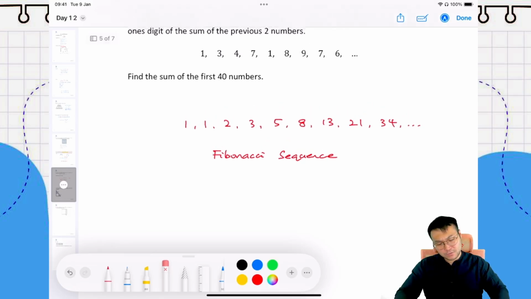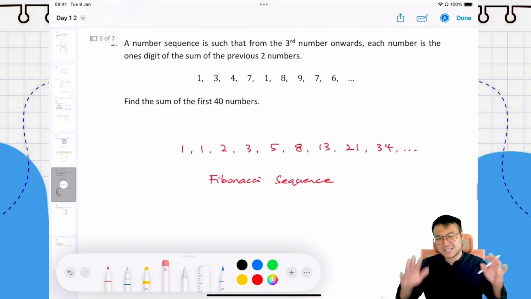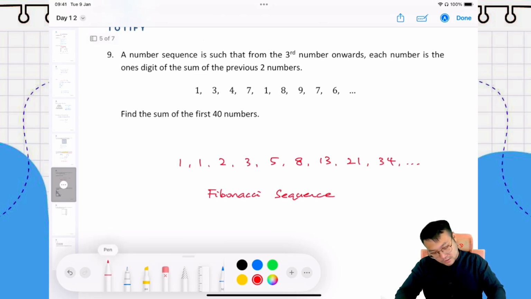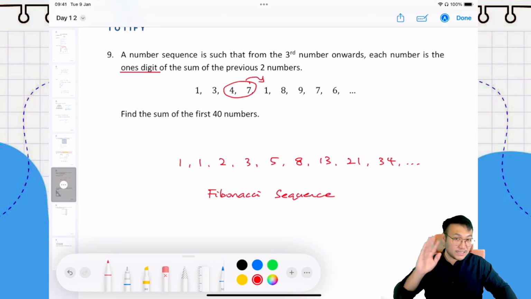Now what is this question saying? This question is a little bit similar to the Fibonacci sequence, but they are not taking the complete number. They are only taking the ones digit. Okay, students, look here. Ones digit. What do you mean by the ones digit? Okay, so for example, when you take 1 plus 3, you get 4. 3 plus 4 is 7. 4 plus 7 is 11. But you don't write the number 11. You just write down the ones digit, which is the last digit.